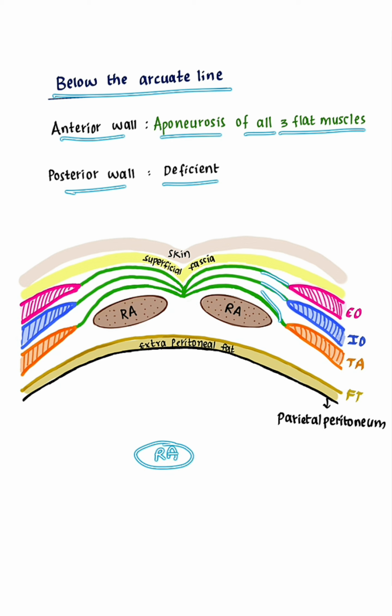Below the arcuate line, the anterior wall is formed by aponeurosis of external oblique, internal oblique, and transversus abdominis muscle. Posterior wall is deficient. You can see there is no posterior wall. Muscle lies on fascia transversalis.